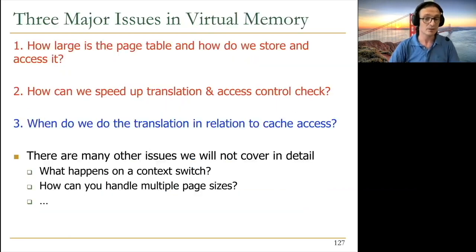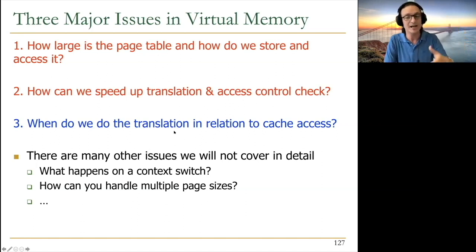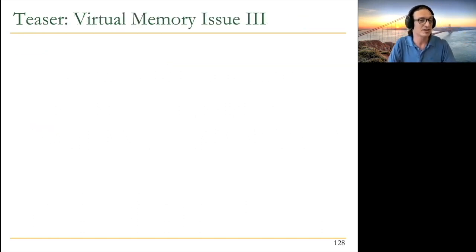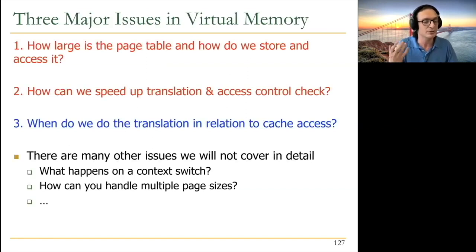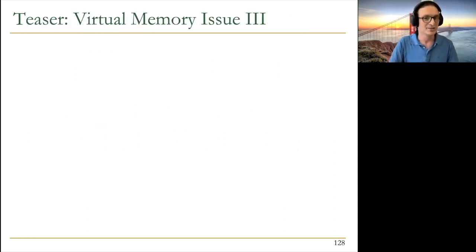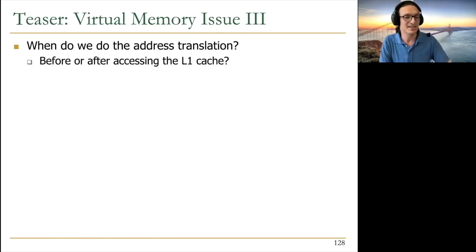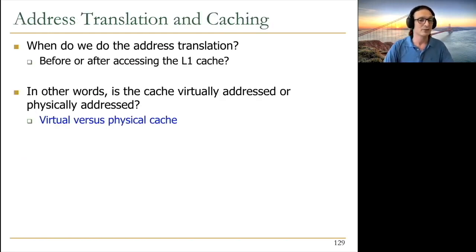Okay, the final issue that I'm going to briefly touch on is when do we do the address translation in relation to cache access? And this becomes important, especially from the perspective of the L1 cache. Because if you need to do the translation to access the cache, now translation is on your critical path, right? Critical path of cache access. So this is a teaser. When do we do the address translation? Do you do it before or after accessing the L1 cache? In other words, is the cache virtually addressed or physically addressed?